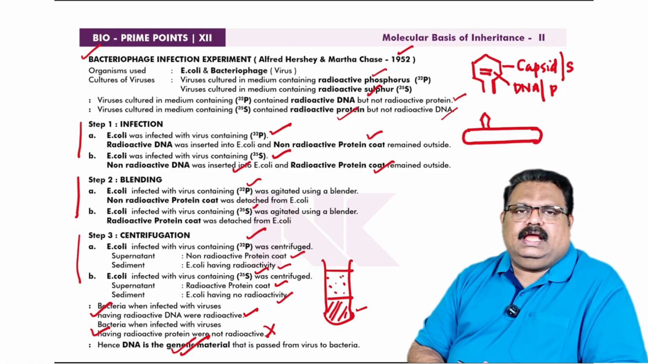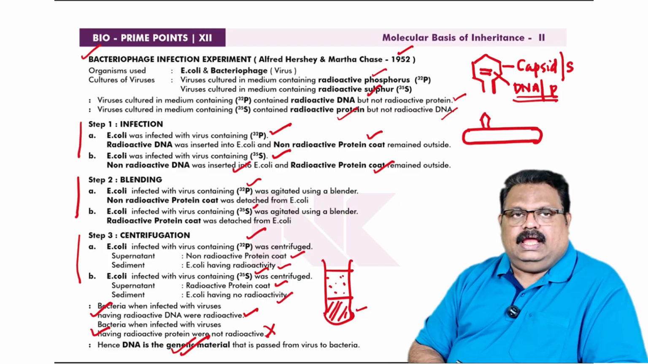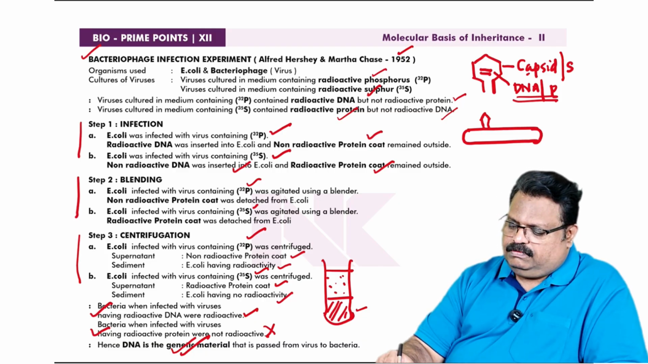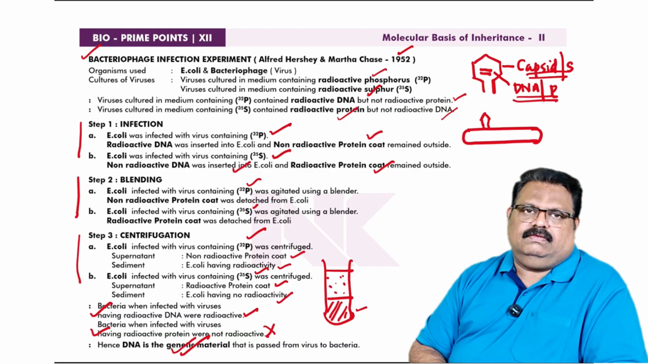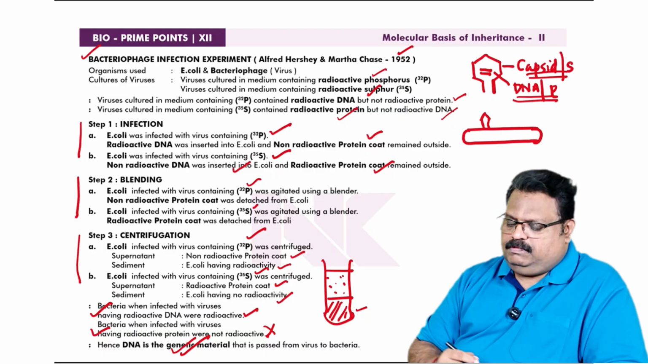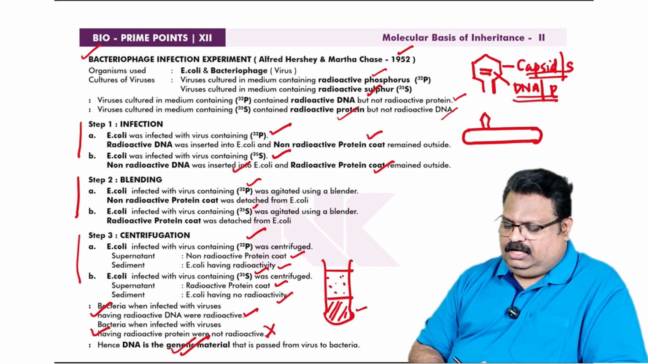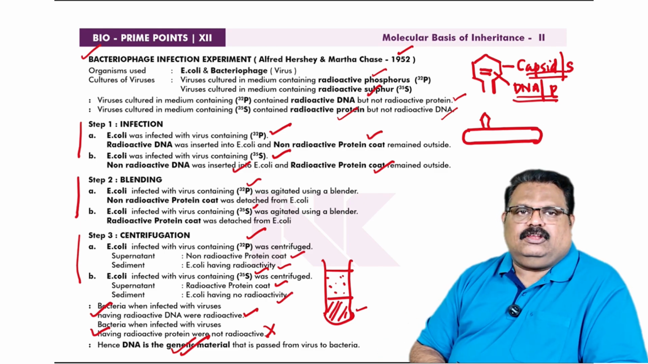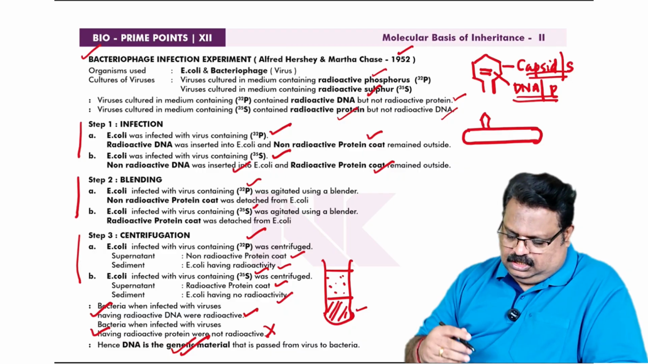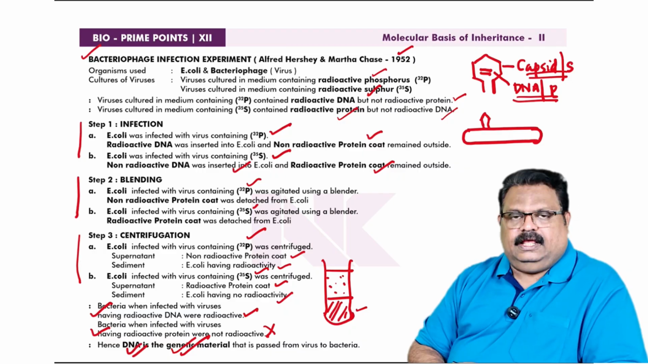So two radioactive chemicals are used: radioactive phosphorus for making the DNA radioactive and radioactive sulfur for making the capsid radioactive. Result is that when sulfur is used, that means when the protein coat is made radioactive, the E. coli get no radioactivity. When the DNA is made radioactive by using radioactive phosphorus, the E. coli get radioactivity. That means the genetic material can be DNA.